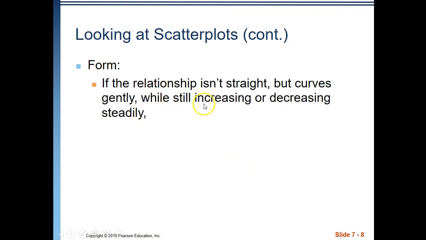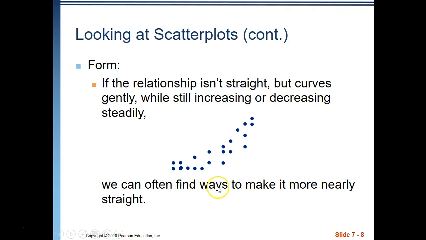But look at this. If the relationship isn't straight, but curves a little, even gently, while still increasing or decreasing steadily, something like this maybe, right? Looking at a pattern like that, it could be straight, but it looks like there's a pattern of even curving to me, right? We can often find ways to make it more nearly straight, right?